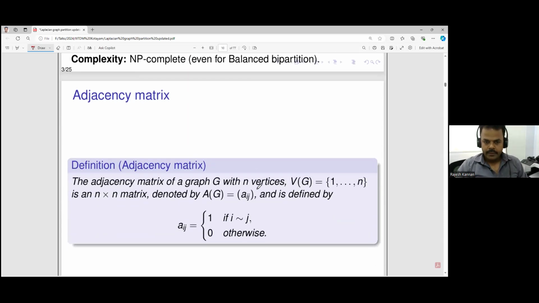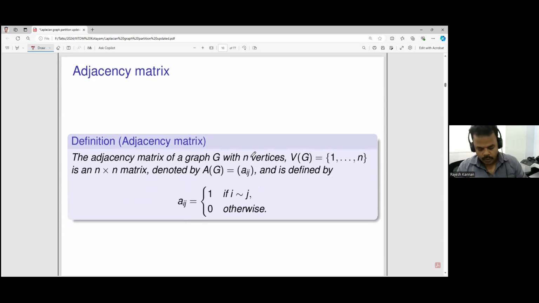I think our audience is from various backgrounds. Maybe some of you might have already seen the notion of adjacency matrices. If you don't know, this is the matrix associated with the graph. Okay, you just start with the matrix.